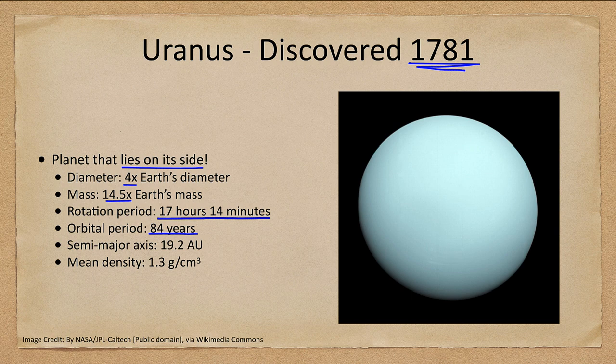Semi-major axis would be almost 20 astronomical units. And the density has increased a little bit. We're back to about the density that Jupiter had. And then finally, we have Neptune.